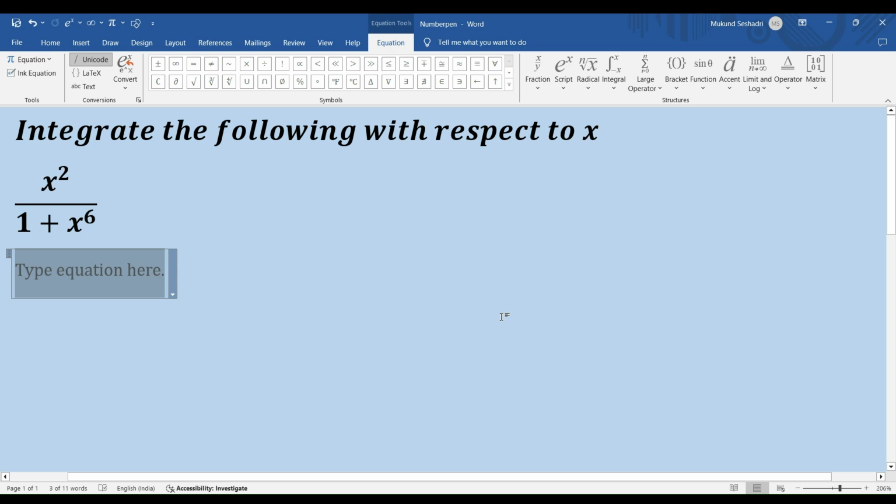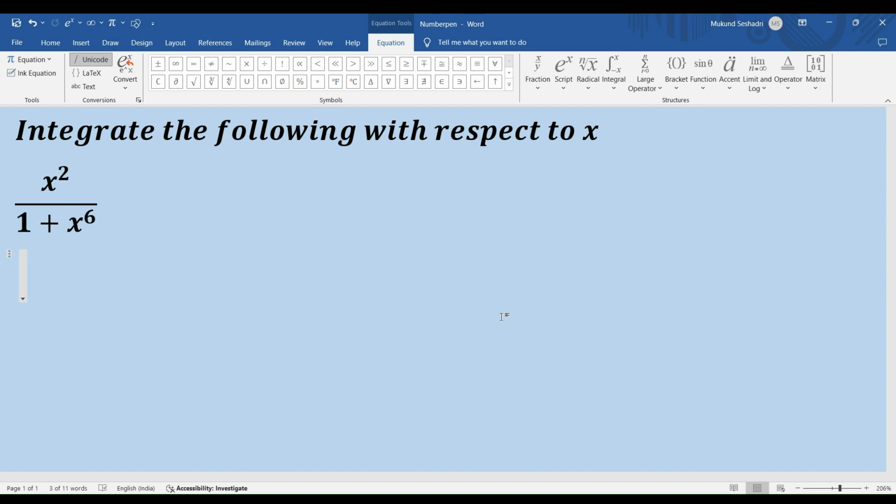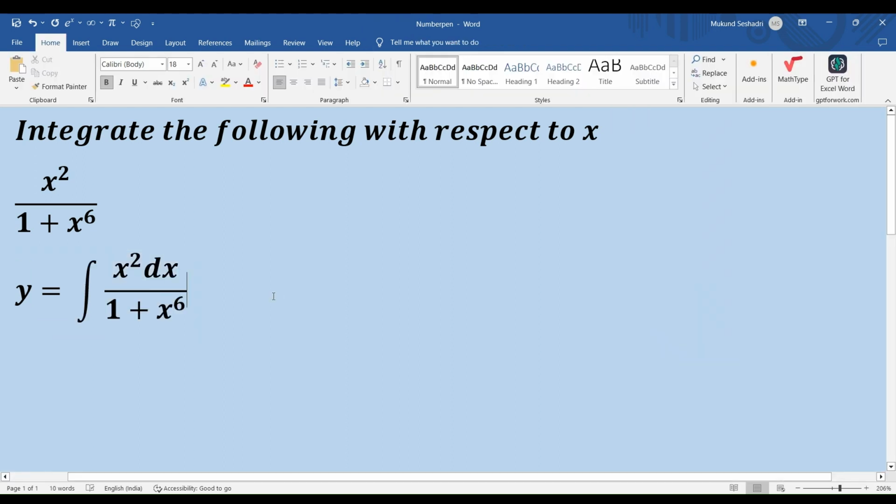So there we have the problem on the screen. Integrate the following with respect to x. I have x squared by 1 plus x to the power 6, right? So what we've been given is dy by dx and I've been asked to find y. My y is nothing but the integral of the given expression times dx, right? So let's write that out. That's my y. Integral of x squared dx divided by 1 plus x to the power 6, right?